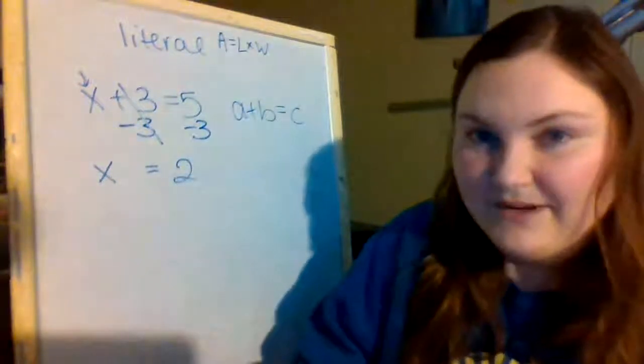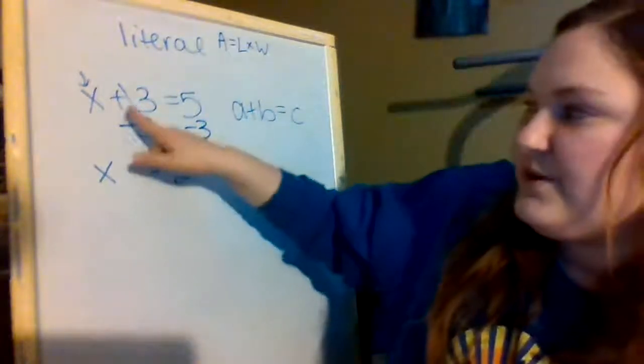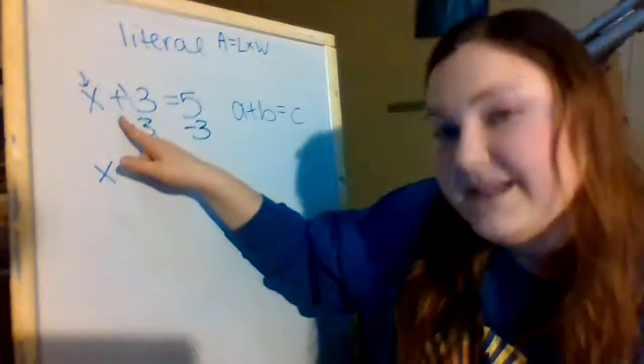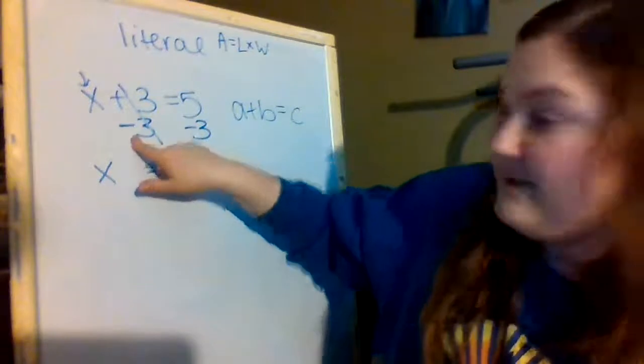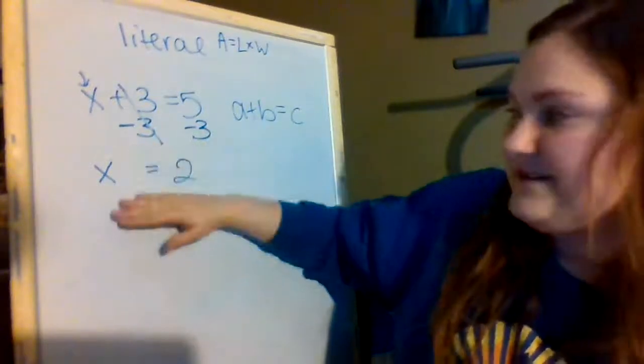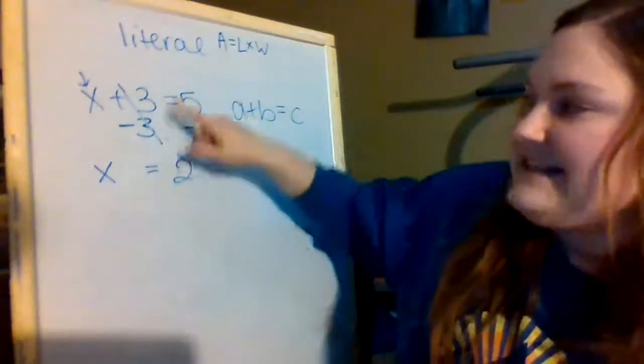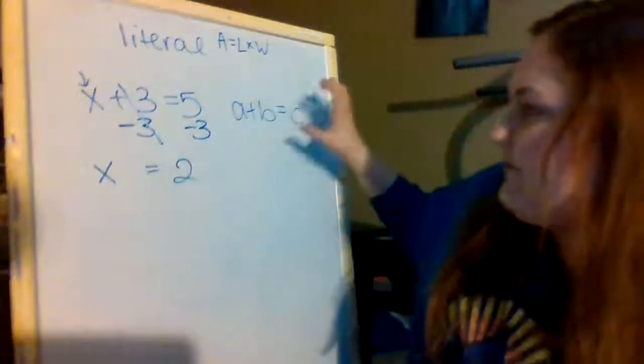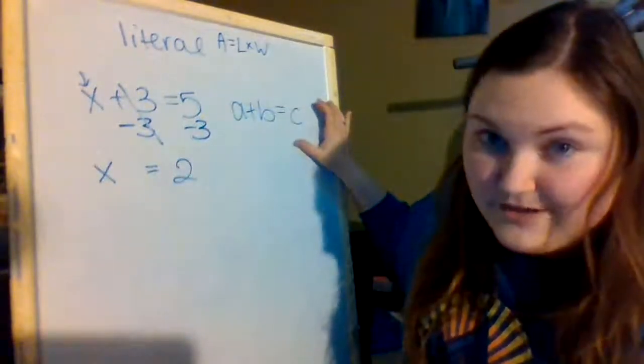The main thing I want to emphasize at this point is in order to solve that equation, we had to do the opposite. We had to do the opposite of a plus 3, which was a minus 3, and we did it on both sides to help us solve that equation. That idea of doing the opposite is a super important part for when you talk about solving literal equations.